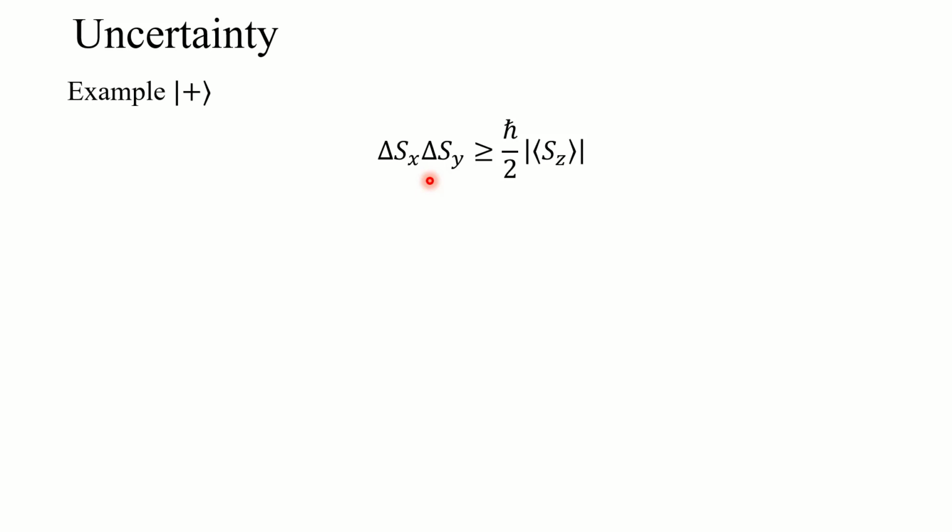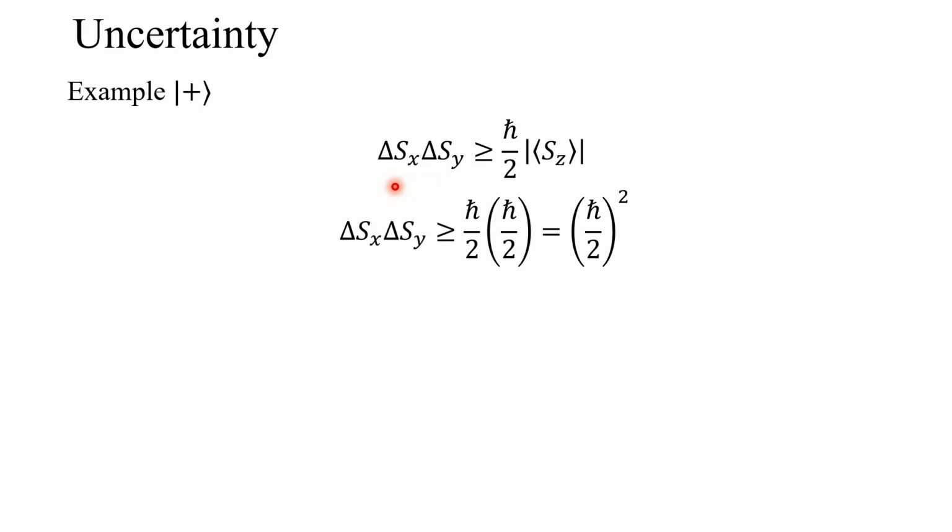If we're in the spin up state, the expectation value of that operator is just ħ/2. Take the plus bra and the plus ket and sandwich that around Sz, and we get ħ/2. So the uncertainty in Sx times the uncertainty in Sy is always going to be greater than or equal to (ħ/2) squared. And we have an uncertainty relationship. The uncertainty in the z direction is going to be 0.